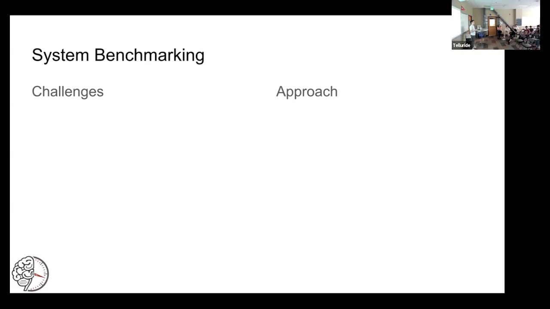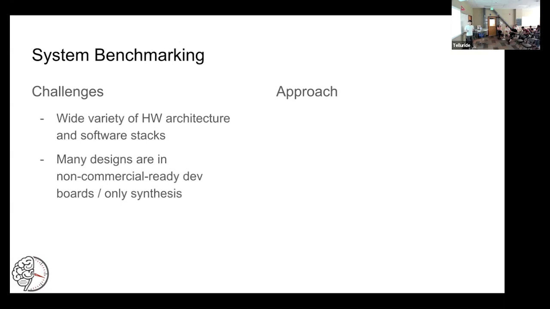And I wanted to hit this one first because this is the most under development. Benchmarking hardware is extremely hard. So there's not much to present here, but I will show you. In terms of challenges on system benchmarking, in this space, we have a wide variety of hardware architectures, mixed signal designs, digital designs. There's no architectural standard as of right now. And that makes it difficult to standardize what types of tasks and what types of measurements you're going to pull. And of course, also many designs are in non-commercial ready dev boards or only synthesis.